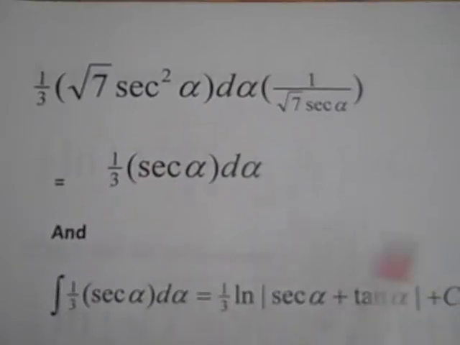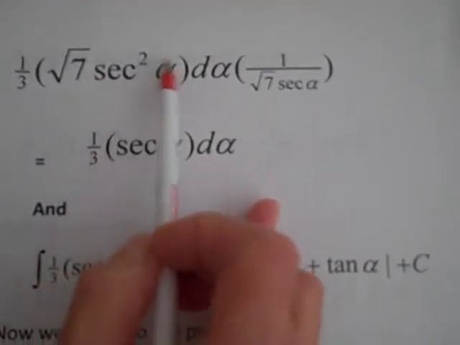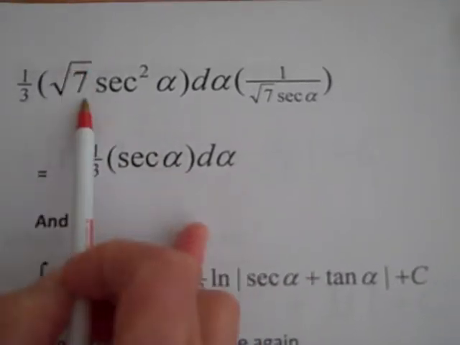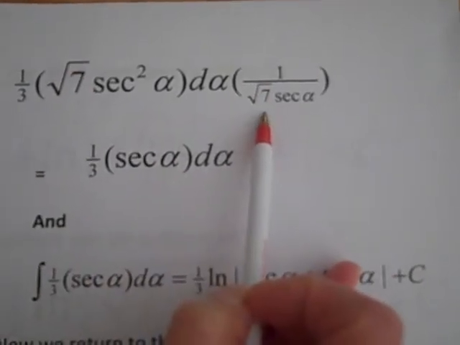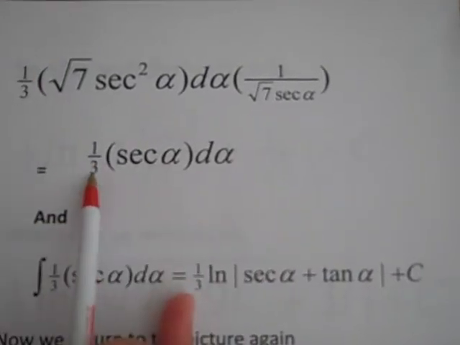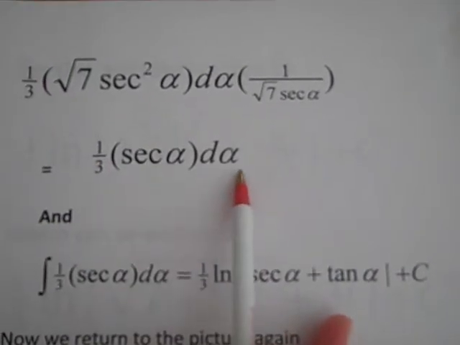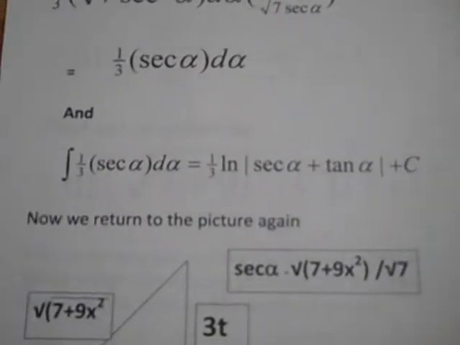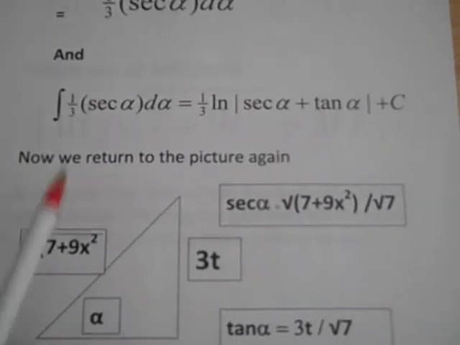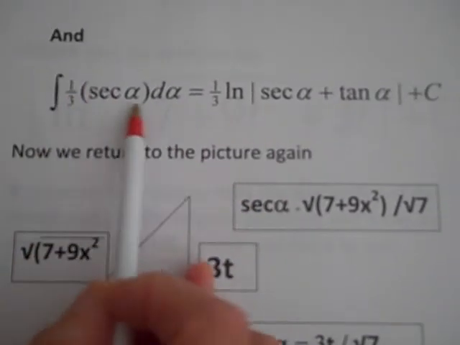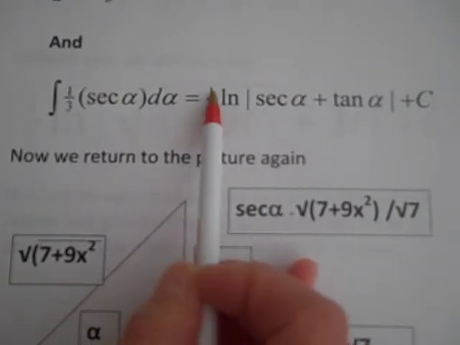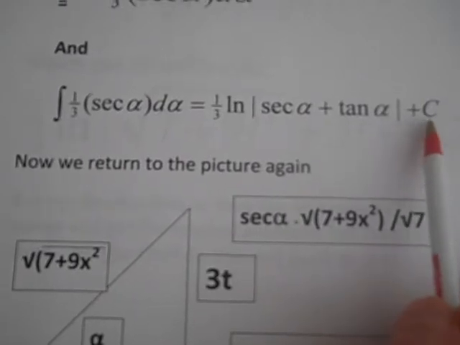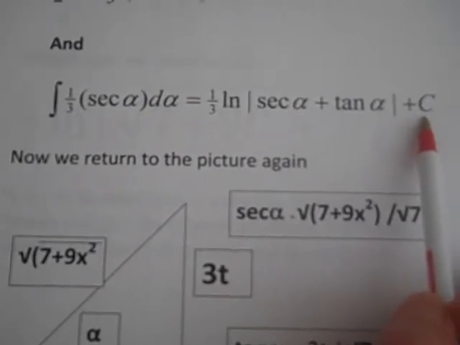Well, this is looking good. Look, because the secant squared alpha over the secant of alpha gives me the secant of alpha. The square root of 7 cancels with the square root of 7. So I have 1/3, bring it down here, secant alpha d alpha. Like I said, looking way better than it did just a few pages ago. So now let's take the antiderivative of what I have here. 1/3 the secant of alpha d alpha, we know is 1/3 the ln of the secant of alpha plus the tangent of alpha.